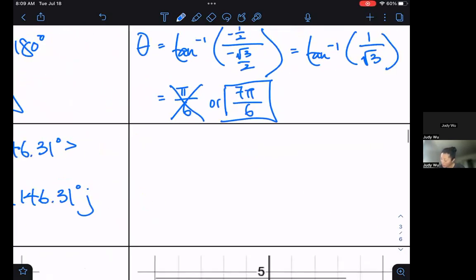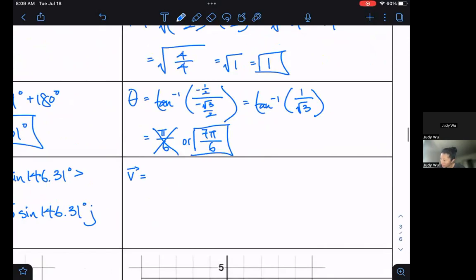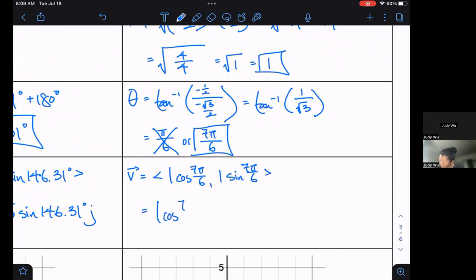All right, last but not least, let's write our v vector in its component forms. And so we end up with 1 cosine 7 pi over 6 and 1 sine 7 pi over 6. Or we can be fancy and say 1 cosine 7 pi over 6 i plus 1 sine 7 pi over 6 j.